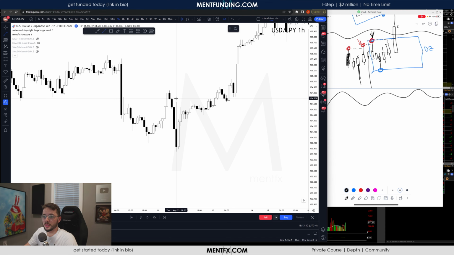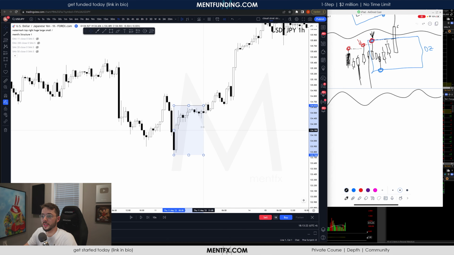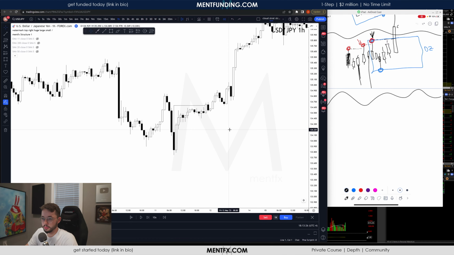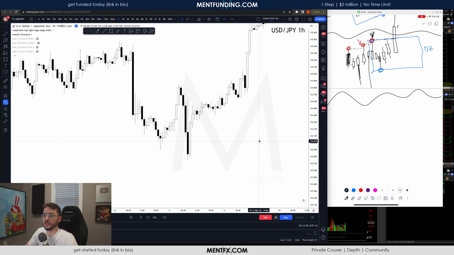Okay, so you have this down move, which means that you have this as a high. When price broke and closed above this high, you had a demand zone formed from this high to this low, and that was a demand zone. This right here was a valid demand zone, and as you can see, delivered beautifully. Phenomenal.